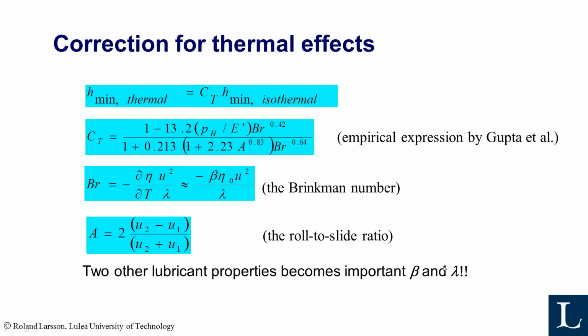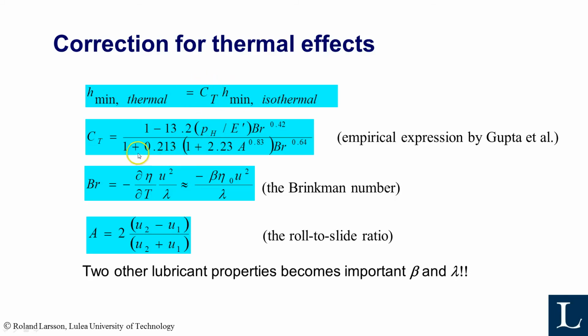And then you can correct the film thickness by using a correction formula. There are a number to choose among, but I have been choosing this one. I've been using this one over the years, and so you actually compute the thermal minimum film thickness: you first compute the isothermal, and you multiply it by the factor CT.